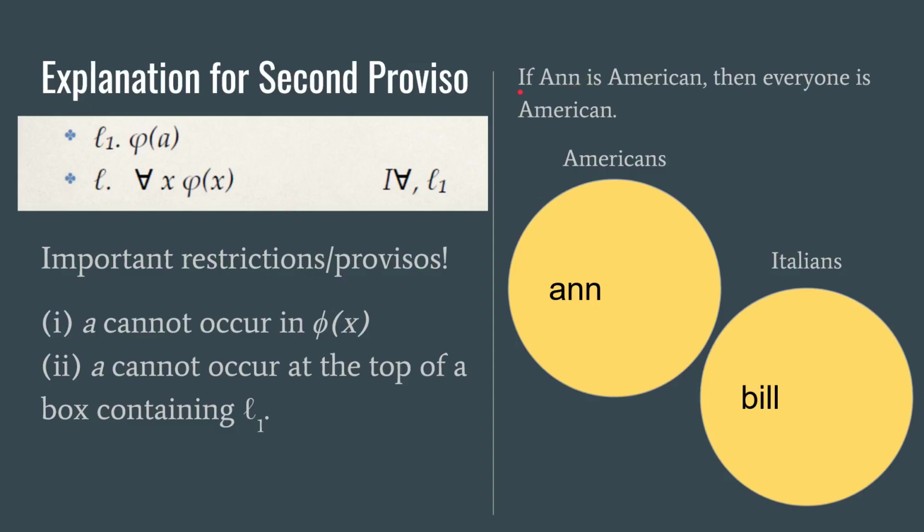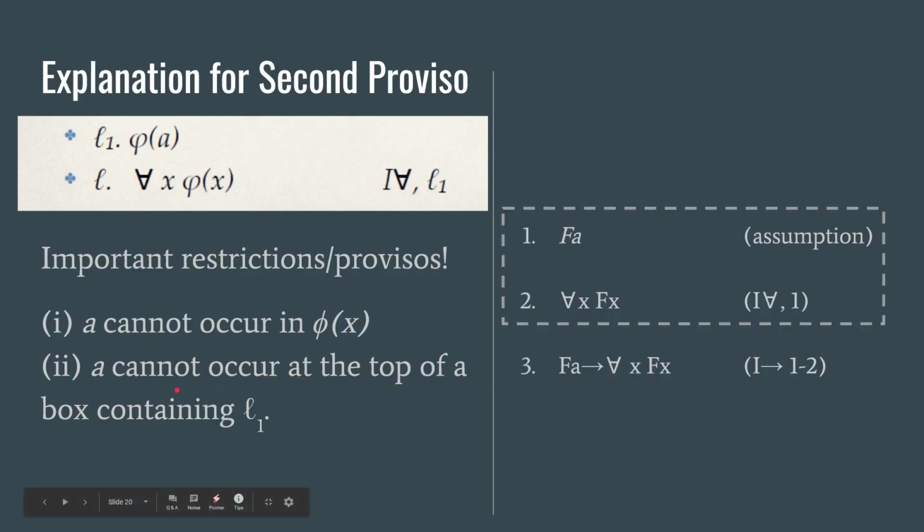Suppose someone reasoned that if Anne is American, then everyone is American. Now that's ridiculous. There's a perfectly coherent model of the situation in which Anne is in the set of Americans and Bill is in the set of Italians. So not everyone is in the set of Americans. And that's obvious, right? But we need this second proviso.